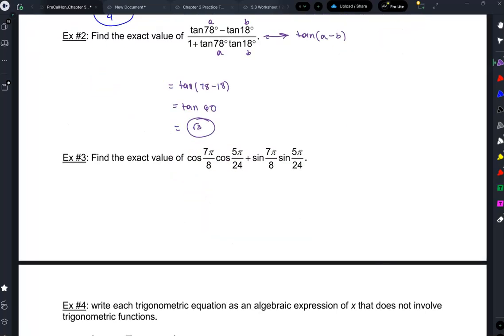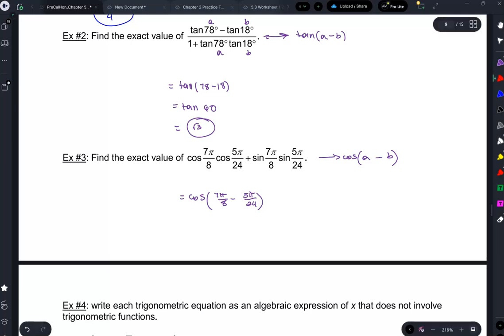What do we think here? That's probably a cosine. No, that is a cosine. Cosine, cosine, sine, sine, right? So this is definitely a cosine. I have an A. I have a B. Now, is this a sum or a difference of a cosine? Difference, right? Because with the cosine, the plus changes to a minus. So this is cosine of 7 pi over 8 minus 5 pi over 24.